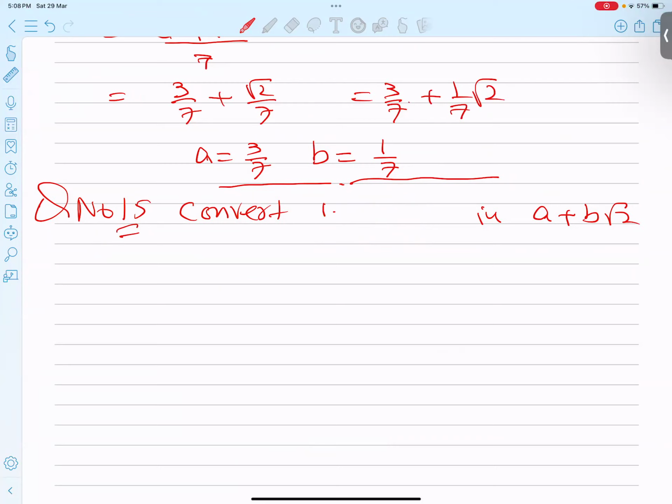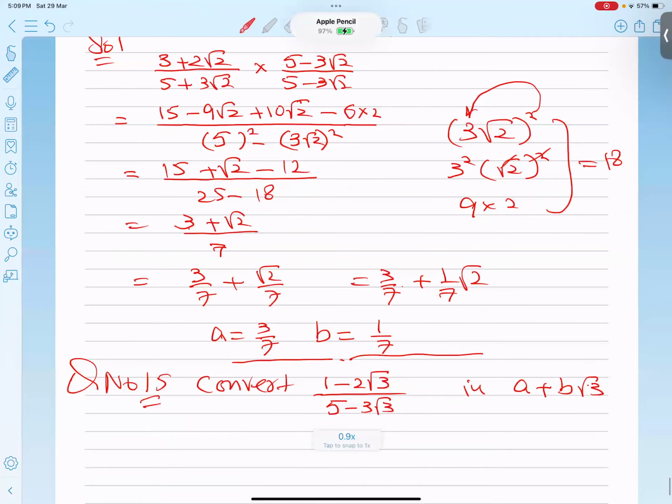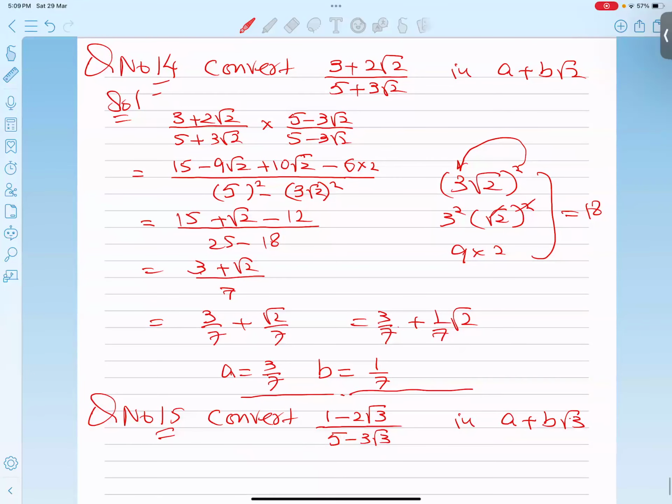And this time giving (1 minus 2√3) over (5 minus 3√3). Okay, a little bit complicated. Oh, sorry, I have to convert this. This is a √3 then, definitely. So do it carefully, and I will not hide my solution. You can take help from my solution. I'm going to stop recording.